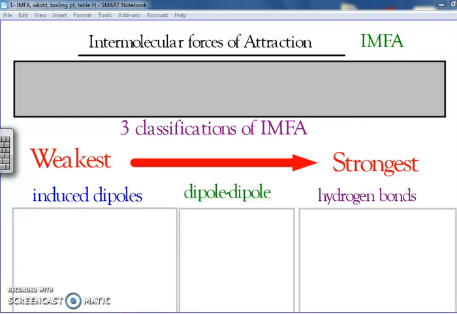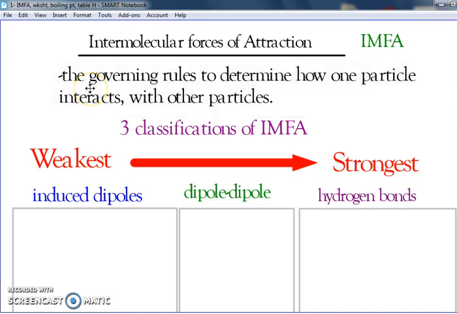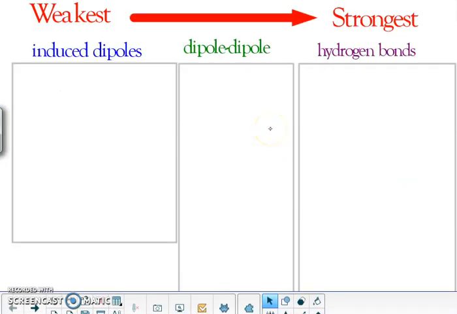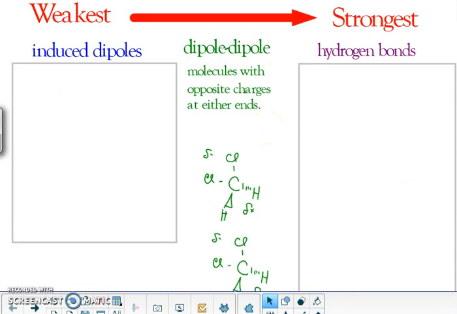Alright, so these are the notes for the intermolecular forces of attraction. Like this says, it's the governing rules to determine how one particle interacts with other particles. The really important part is to understand they go from weakest to strongest. There's three different types: the induced dipole, the dipole-dipole, and then the hydrogen bonds. I'm going to start with the dipole-dipole because that makes most sense.